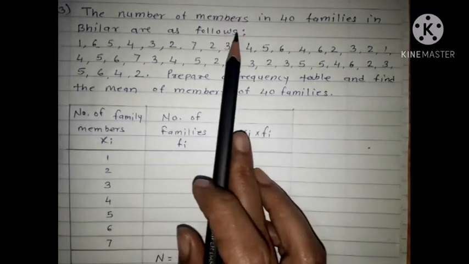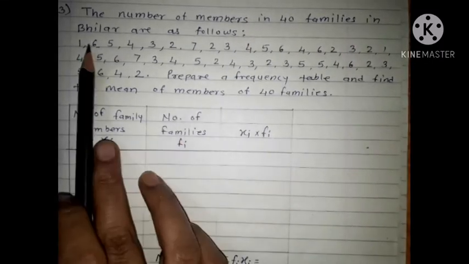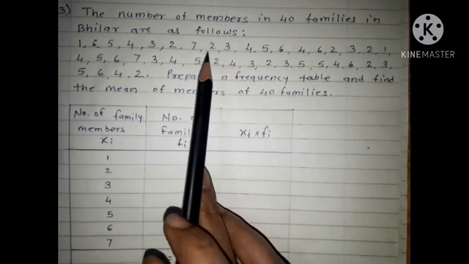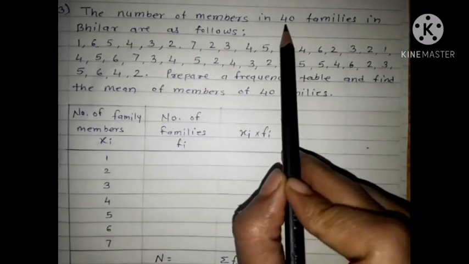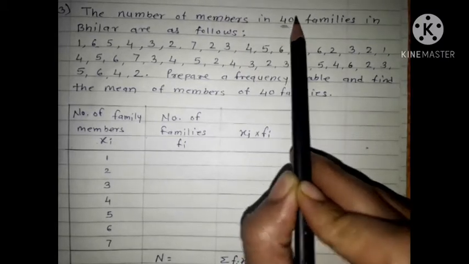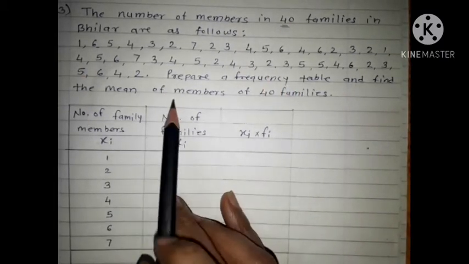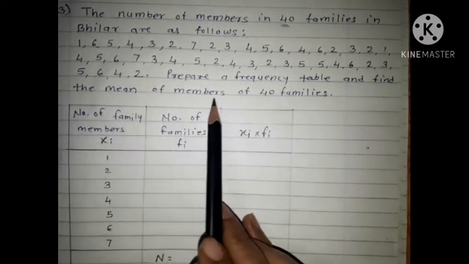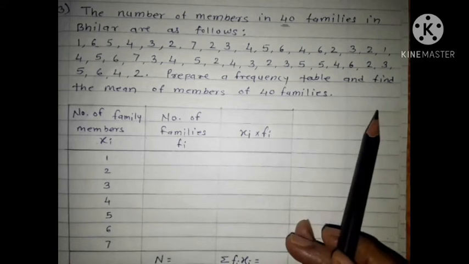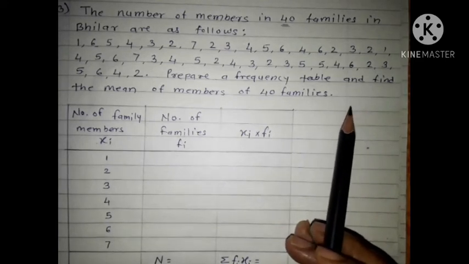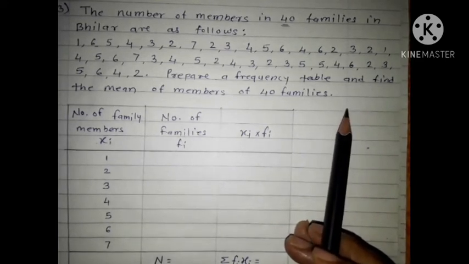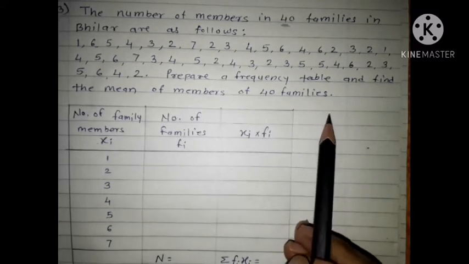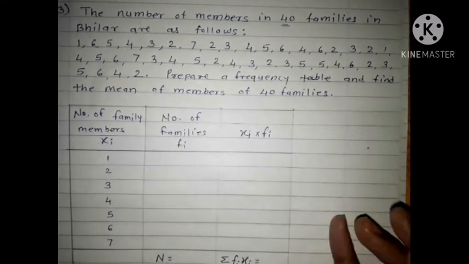Third question. The number of members in 40 families in Bhilar are as follows. We have the number of members in each family, and the total number of families is 40. We have some numbers given below. Prepare a frequency table and find the mean of the members of the 40 families.